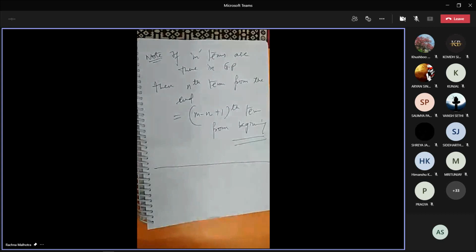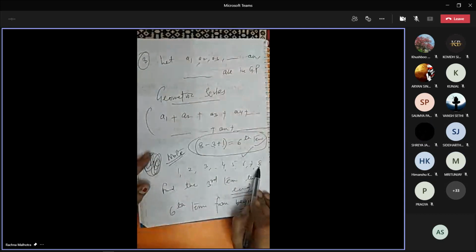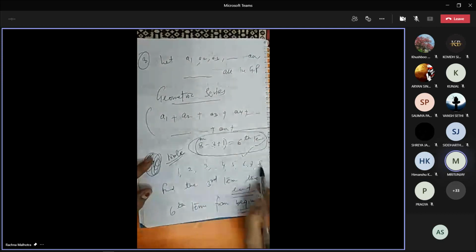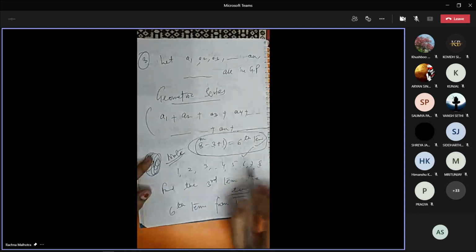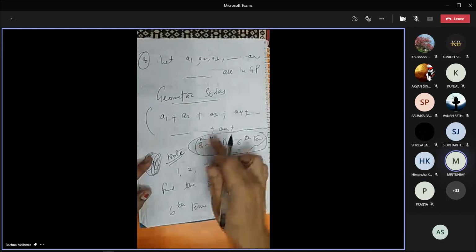So let us talk about the next topic, sum to n terms of GP. Please tell me, should I repeat it? No. Please tell me what is m here? 8. And what is n? Nth term from the end. This is n. M minus n plus 1. So I have used this formula.